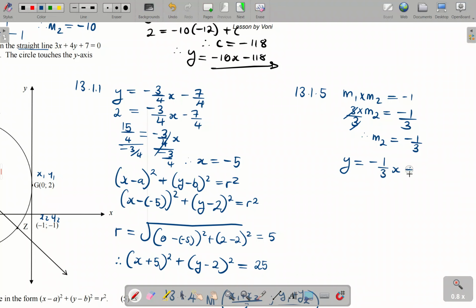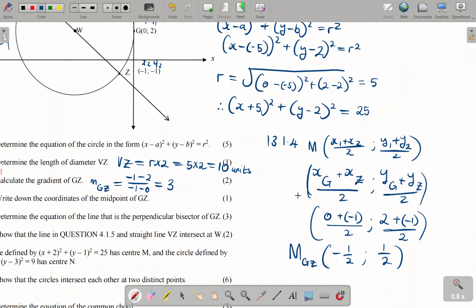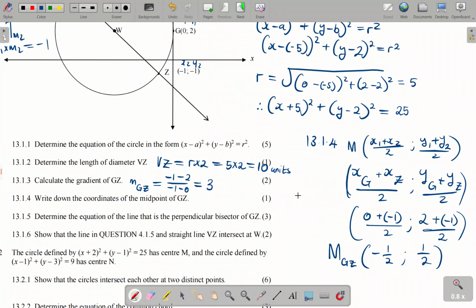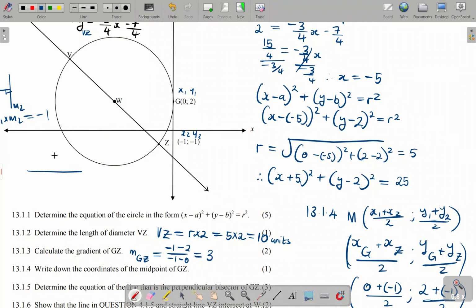To find the c, we're just going to use a point there, and we're going to use the midpoint. It says determine the equation of a line that is the perpendicular bisector of GZ. A perpendicular bisector means it's going to cut this line in half, so this from A to B equals from A to C there.